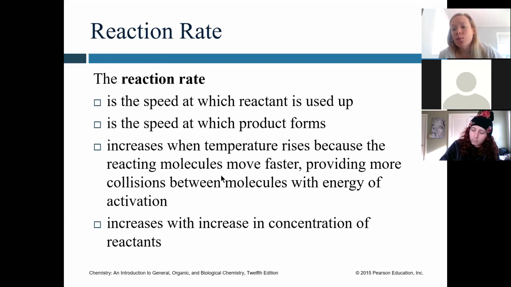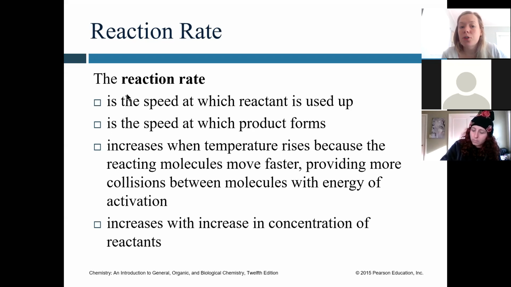Why? Like, why is it when it's hotter, the reaction tends to go faster? It's because there's more kinetic energy in the molecules or elements, atoms. So they're moving faster, which provides more collision between the molecules. So you can reach that activation energy faster.